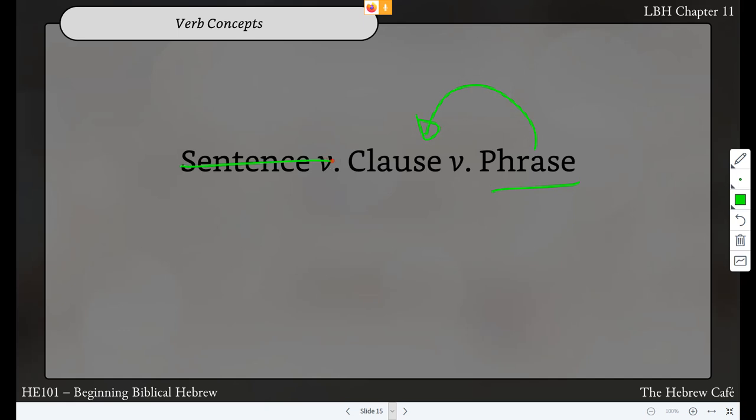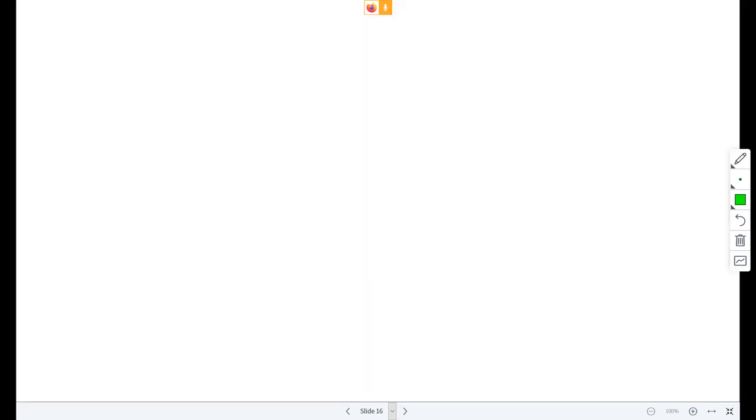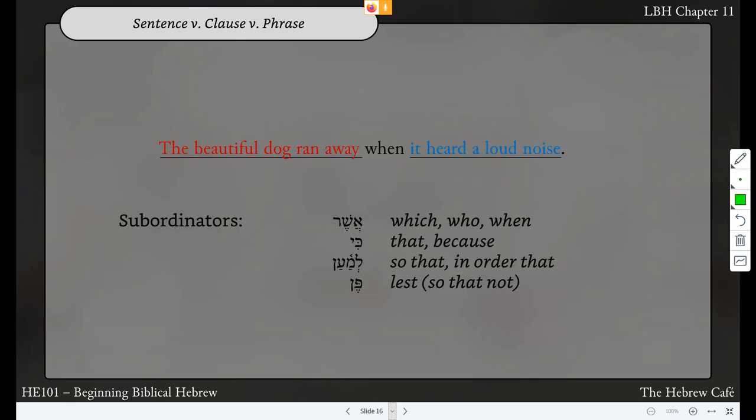We've got dependent clauses and independent clauses. Very, very simple. The dog ran away and the dog heard a loud noise. These are the same two. These are independent sentences. But when we pair them together with a subordinator like when, this sentence is dominating that one. The beautiful dog ran away when it heard a loud noise.